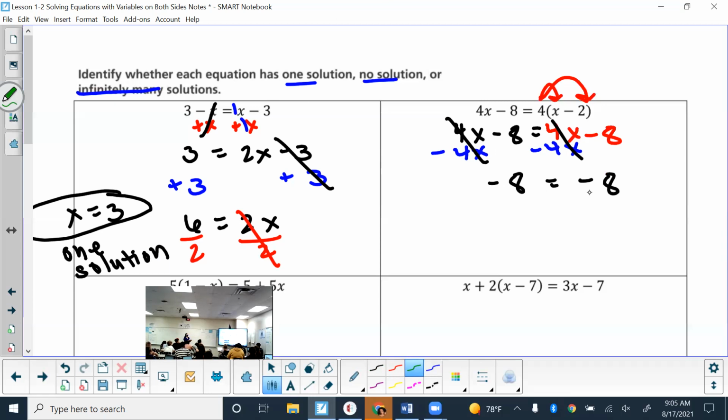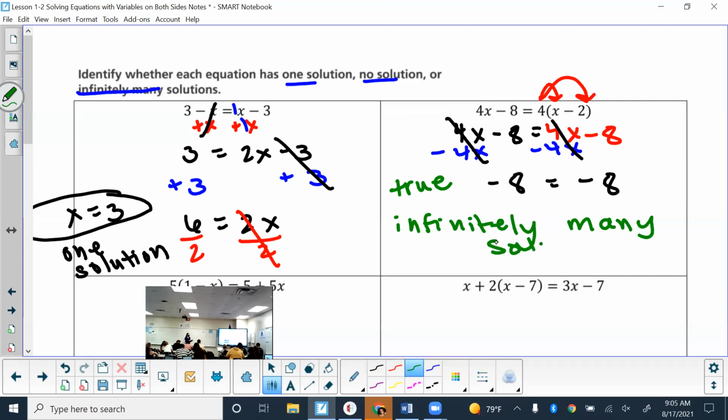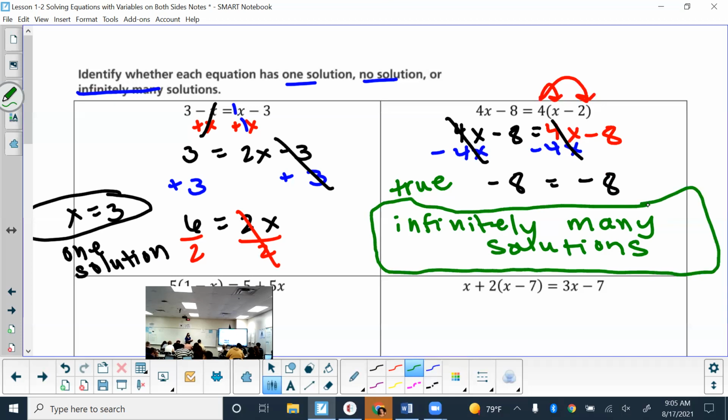So if the variables cancel, and what you end up with is a true statement like this, then you have how many solutions? Good. If they didn't equal each other, it would be no solution. But since they do equal each other, we have infinitely many solutions. All right, and that's your answer. You don't say like x equals this and whatever. It is infinitely many solutions. All right. Questions?